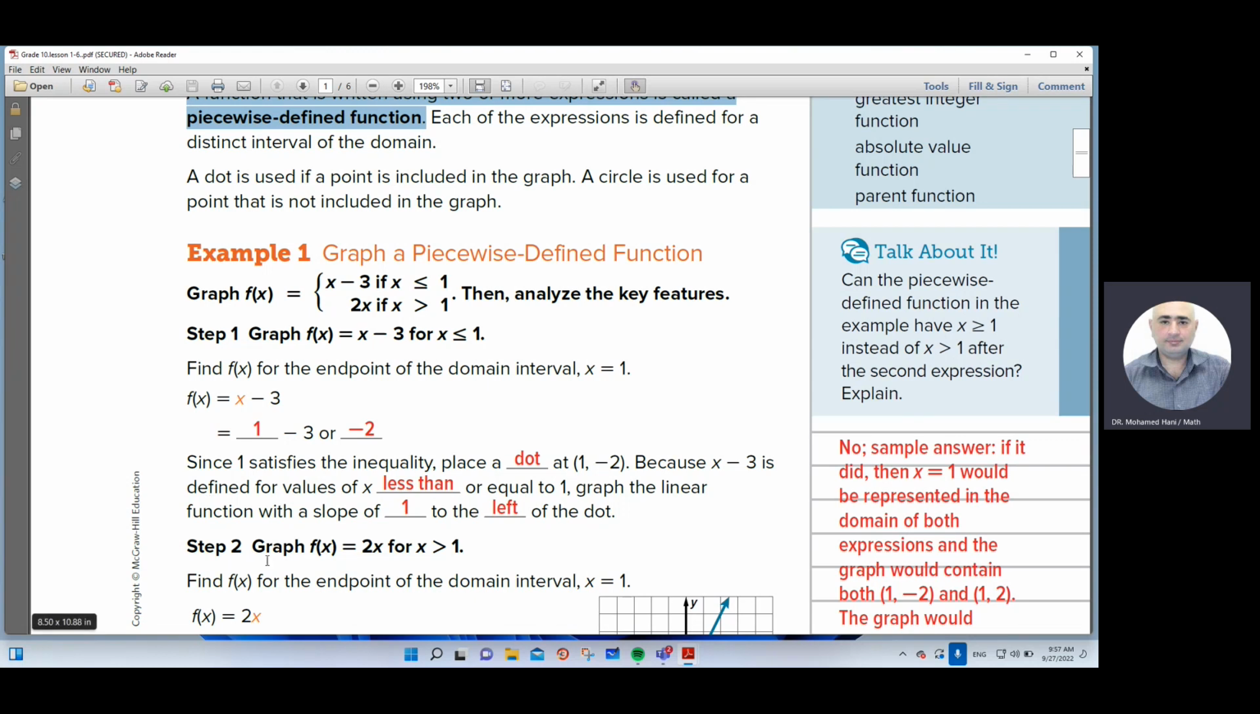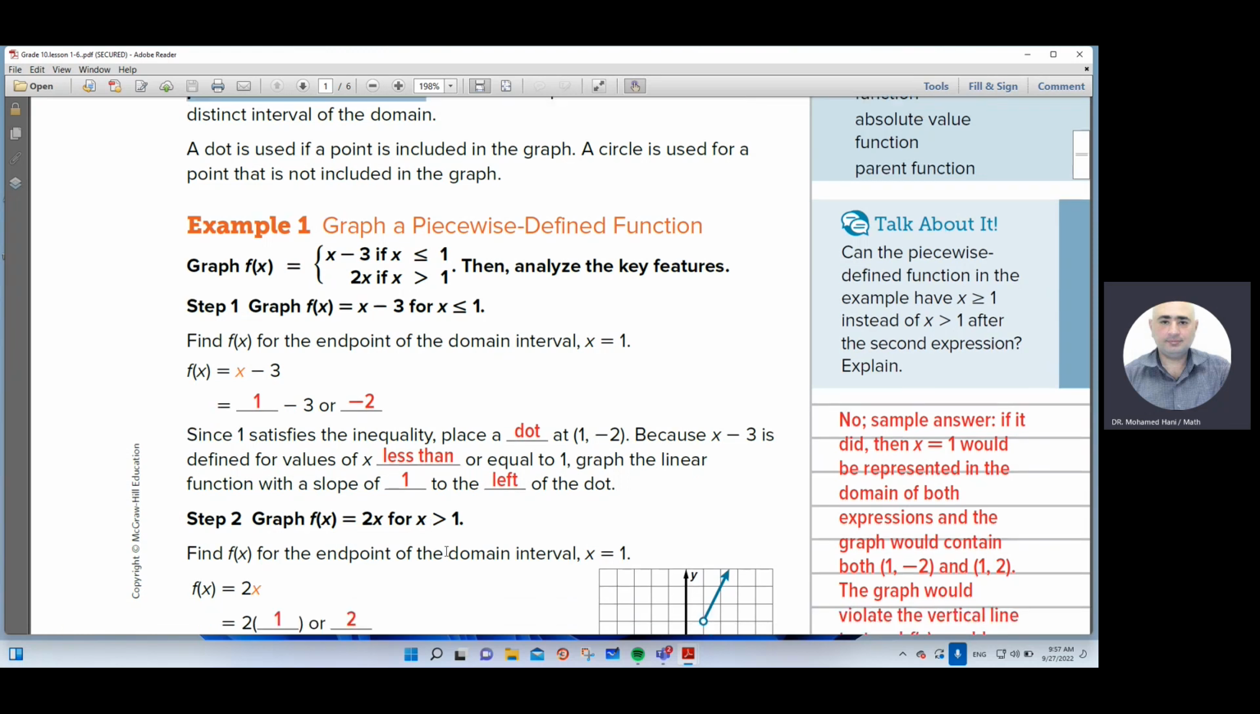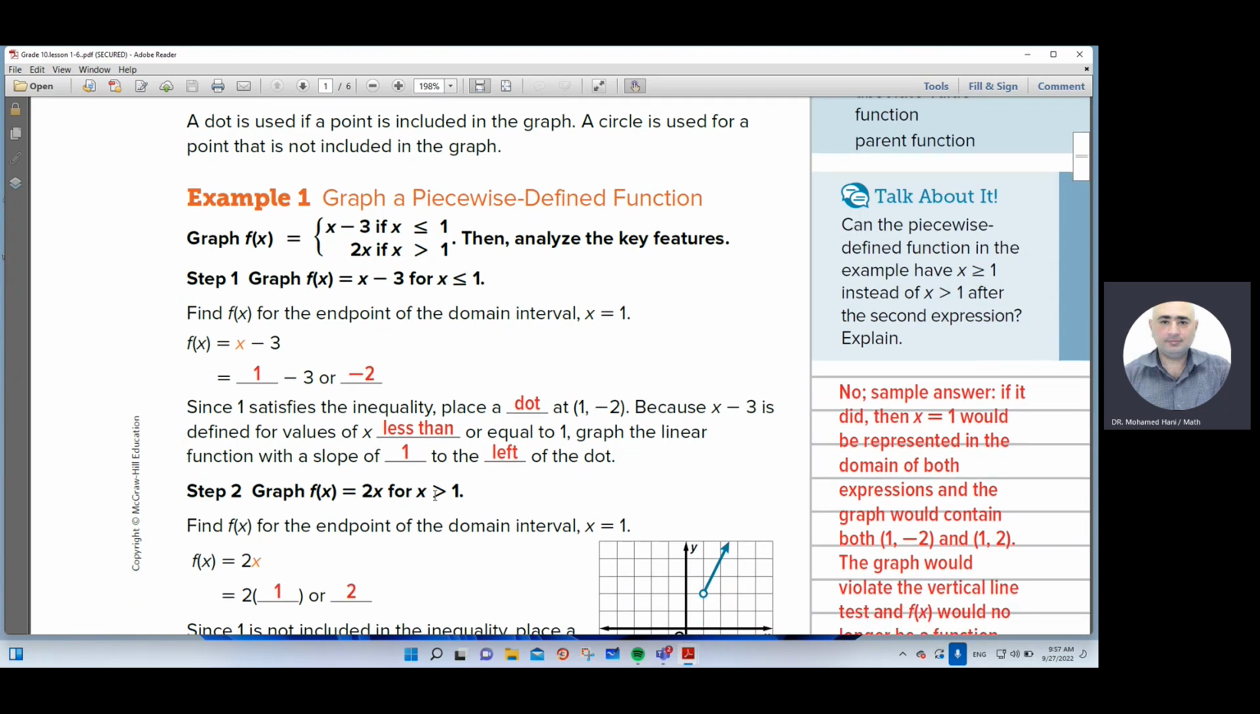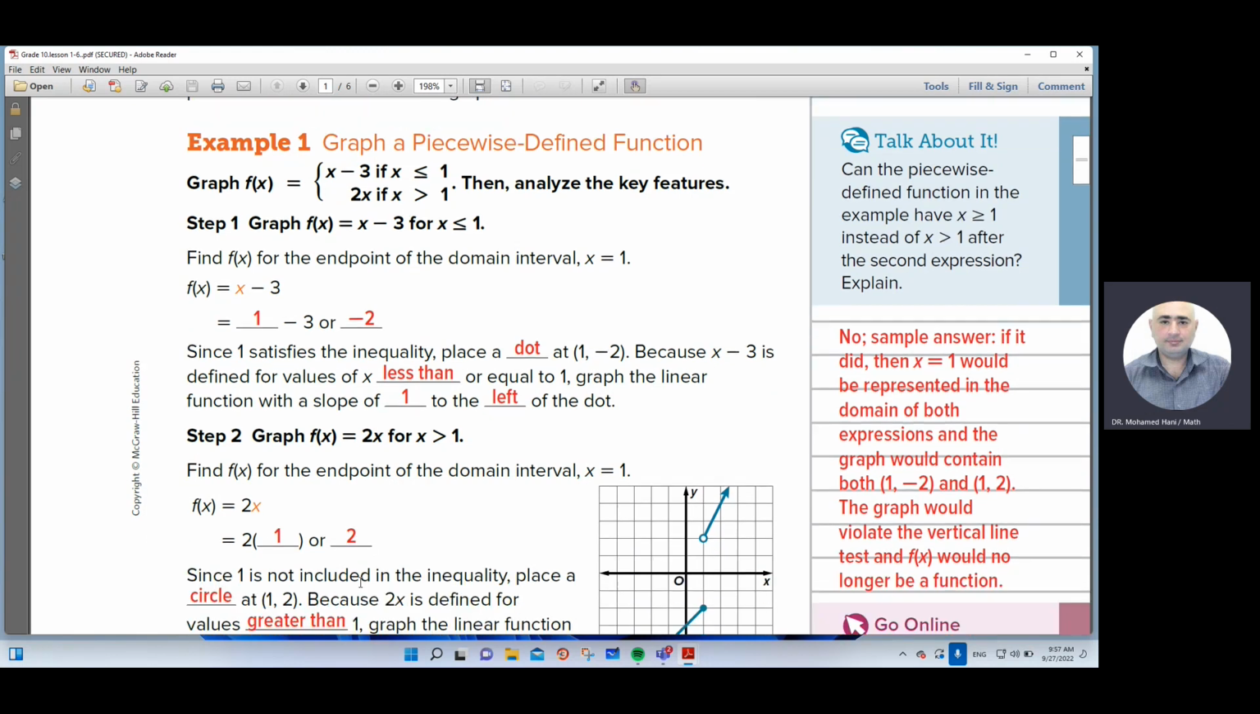The second step: how to graph f(x) equals 2x when x is greater than 1. We can choose the value of x as 1 and substitute it here. If x equals 1, then 2 times 1 means 2. So now the point will be 1, 2, but here we graph a circle. What's the meaning of circle? Without shading, an open circle. Why? Because we don't have the equal sign here.